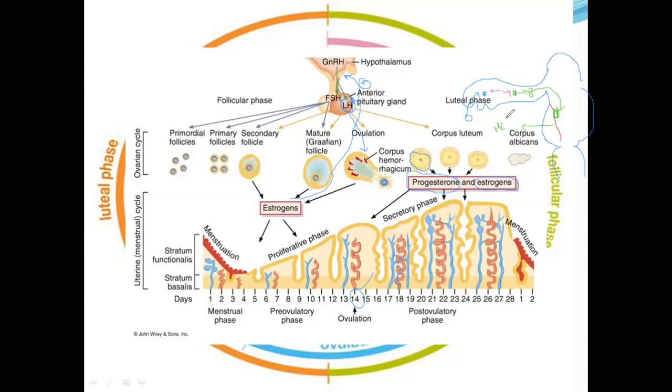This HCG is actually the message, or it is actually an indication. This HCG is an indication for the corpus luteum to remain there and continue production of progesterone and estrogen, so that the endometrium lining is maintained. For that, this HCG is an indication for the corpus luteum to remain there. Now let's see up to when this corpus luteum will remain.